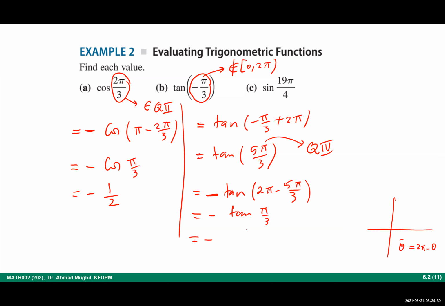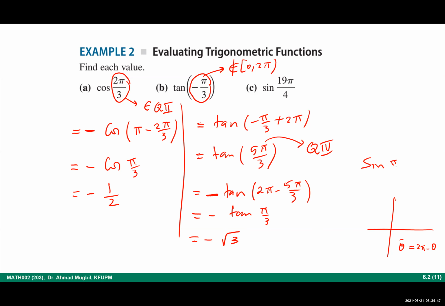It is negative. What is tan pi over 3, ya shabab? What is tan pi over 3? Root 3. Again? Root 3. It is square root of 3. Are you sure about that? You can check, ya shabab.